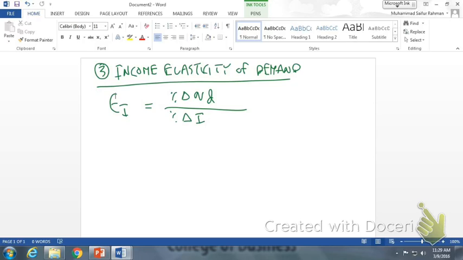In the price elasticity of demand, it is the price. In the cross price elasticity of demand, it is the price of the other good. In the income elasticity of demand, it is the income. Just like the cross price elasticity of demand, this number can also be positive or negative. Let's first look at a situation where this number is positive.